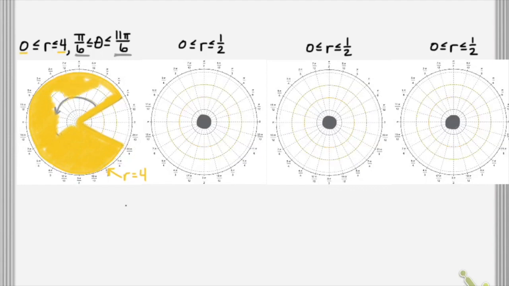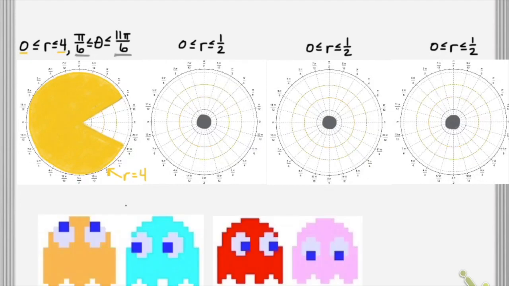And if we shade all of this in, then here is a picture of the region described by r between 0 and 4 and theta between pi over 6 and 11 pi over 6.